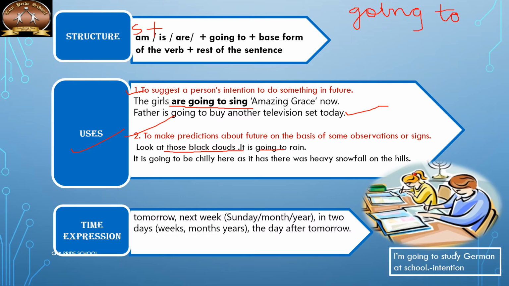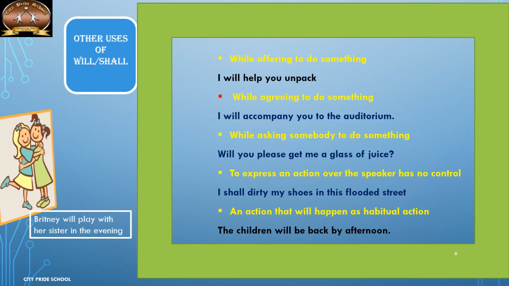Then the second example: it is going to be chilly here, as there was heavy snowfall on the hills. So what is the observation? Heavy snowfall on the hills. And the prediction is it is going to be chilly here. Time expressions are almost the same for the going to form also.